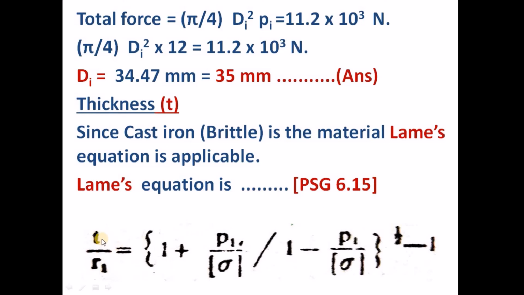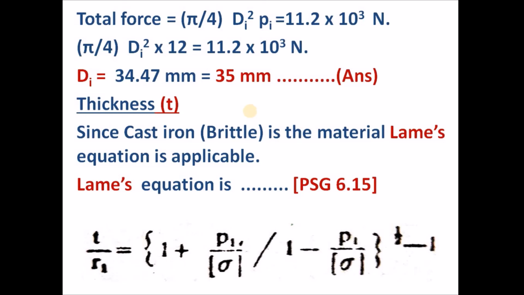T by Ri. T is the thickness that we have to find out. Ri we know: Di is 35 mm, and half of this is 17.5, so we can give that. Then 1 plus PI. PI means inside pressure, that is 12. It is given in the problem itself, 12 Newton per mm square. That can be given here. Then sigma is the permissible stress. Actually, the ultimate stress is given in the problem as 200 Newton per mm square, and the factor of safety is 5.